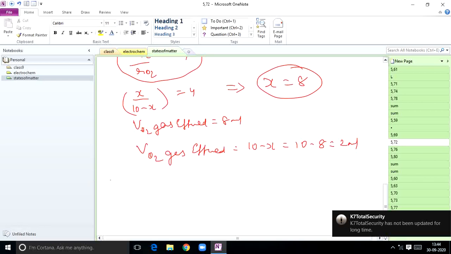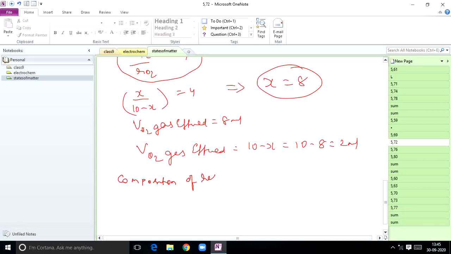Now residual means how much volume of each gas is kept as residual gas, that means the gas which is not effused. Residual hydrogen gas is equal to total volume, 50 initially, minus 8, so 42 ml.